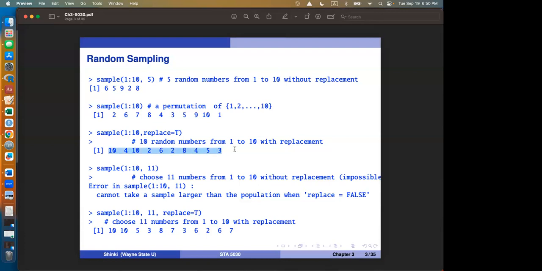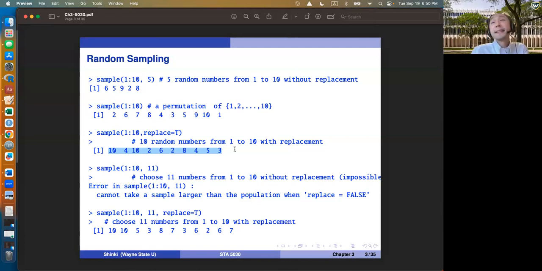I have a question. Yeah, sure. Is it from a normal distribution that you're getting the value from? No, this is just from the sequence of 1 to 10. So in a statistical sense, it's a uniform distribution on these 10 observations, 1, 2, 3, 4, 5, 6, 7, 8, 9, 10. Random numbers we will discuss later in this chapter. Yeah, good question.